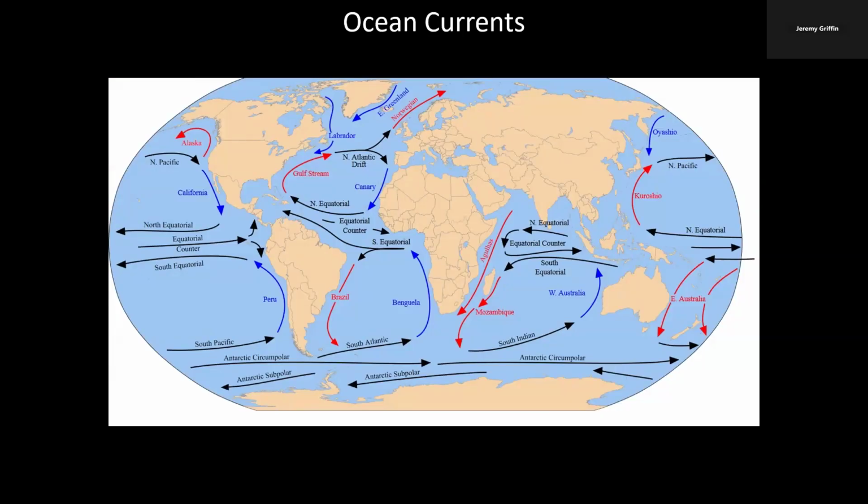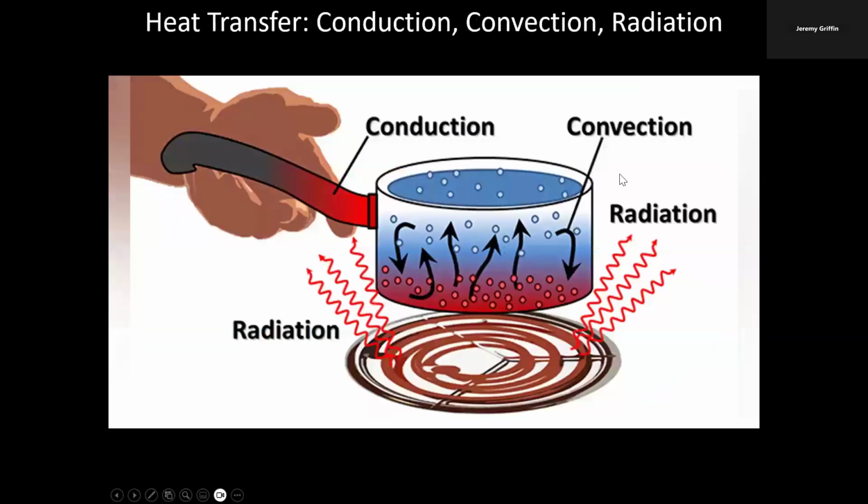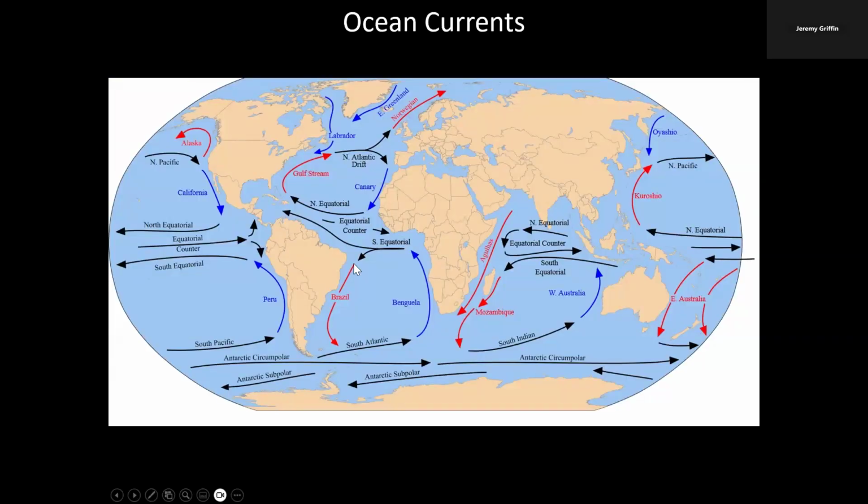Right. So what's driving these currents? There are three main drivers of the currents. One is temperature differences. Going back to this right here, this temperature differential between the hot and the cold. It gets warmer toward the equator, colder toward the poles, so there's a temperature differential that drives the current.